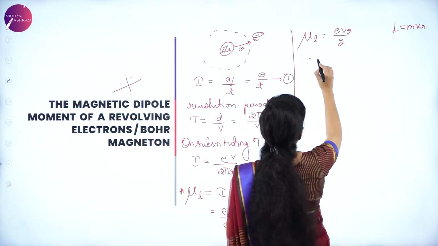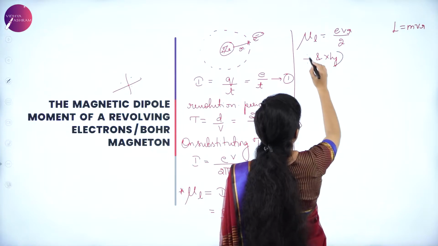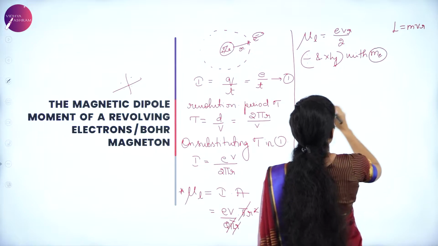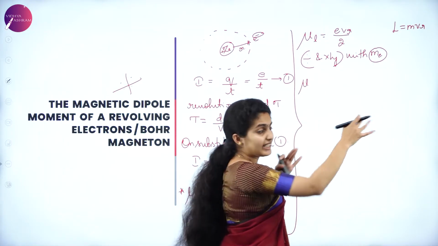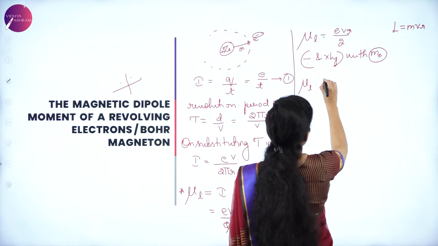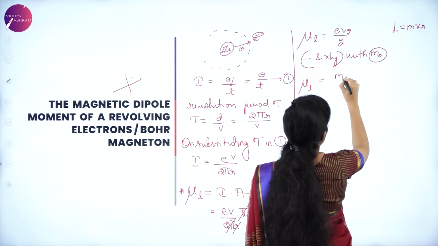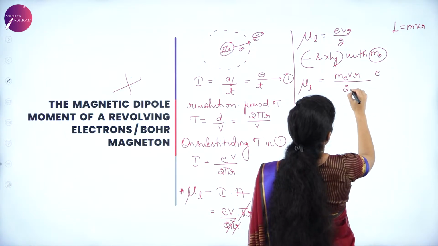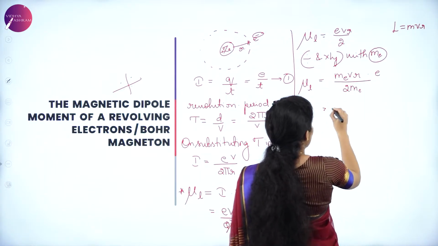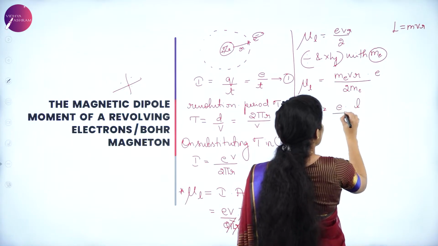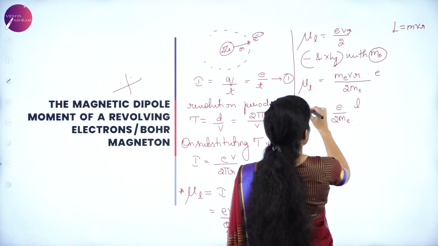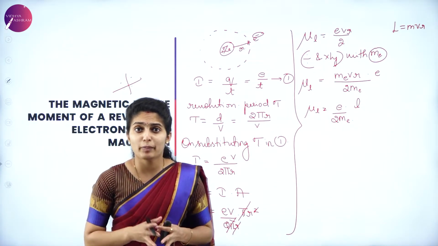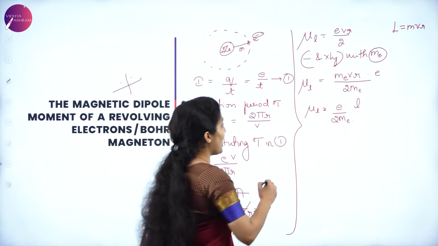So on multiplying and dividing with m subscript e, that means the mass of the electron, on the right-hand side we can get μ_L = e/(2m_e) × m_e v r. So this equation can be written as μ_L = e L / 2m_e. This can be called the magnetic dipole moment of an electron.